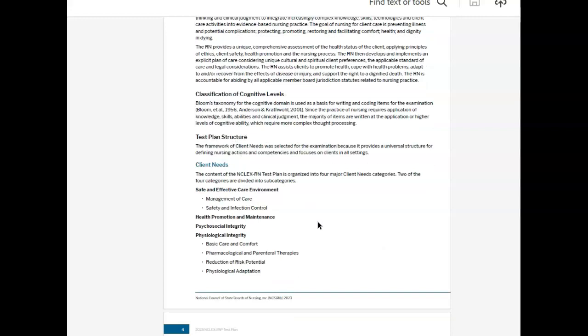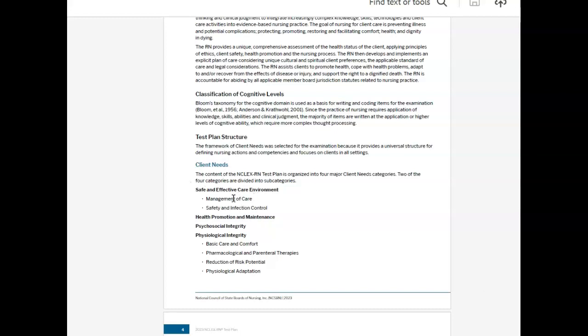It's based on client needs, and the content has 4 major client need categories. 2 of the 4 are divided into subcategories. So you have safe and effective care environment, which includes management of care and safety and infection control. Then health promotion and maintenance is your second client need, which is about a lot of teaching and things like that. Psychosocial, as you can imagine, would be mental health. And then physiological integrity, that's where a lot of our content is. It's divided into 4 categories: basic care and comfort, pharmacological and parenteral therapies, reduction of risk, and physiological adaptation.